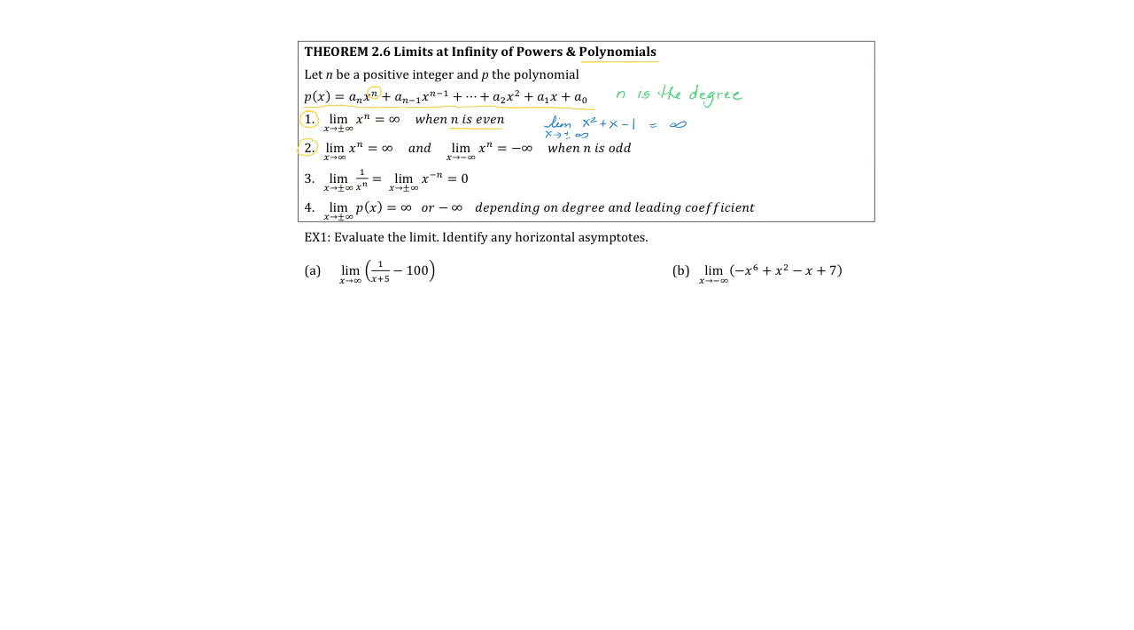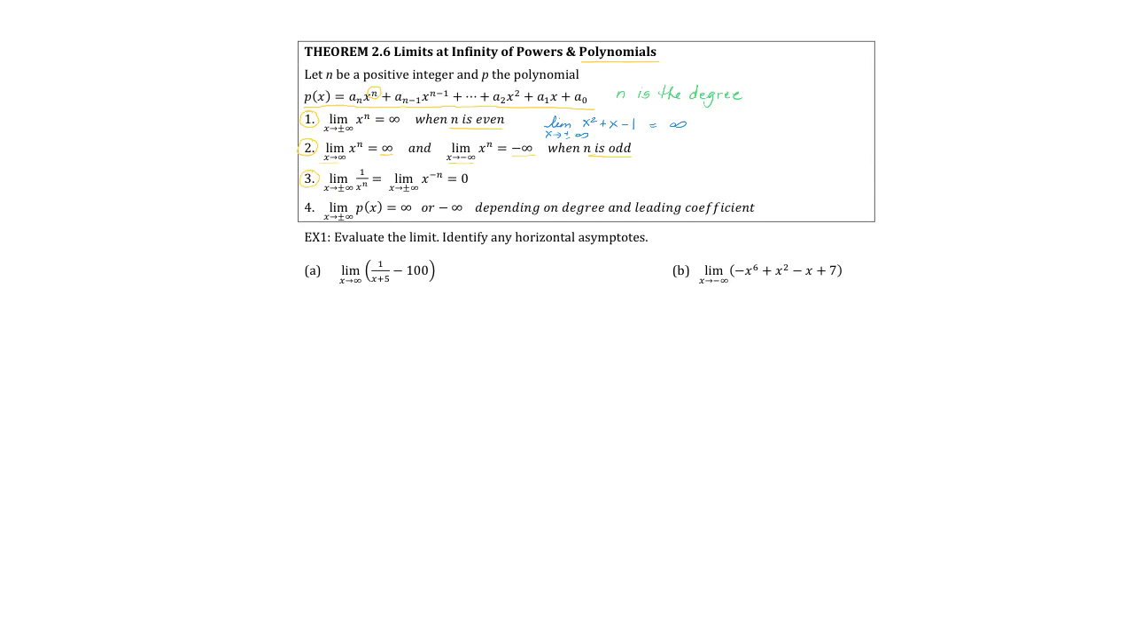So 2, if n is odd, then as we go to positive infinity, it's positive infinity, negative infinity is negative infinity.